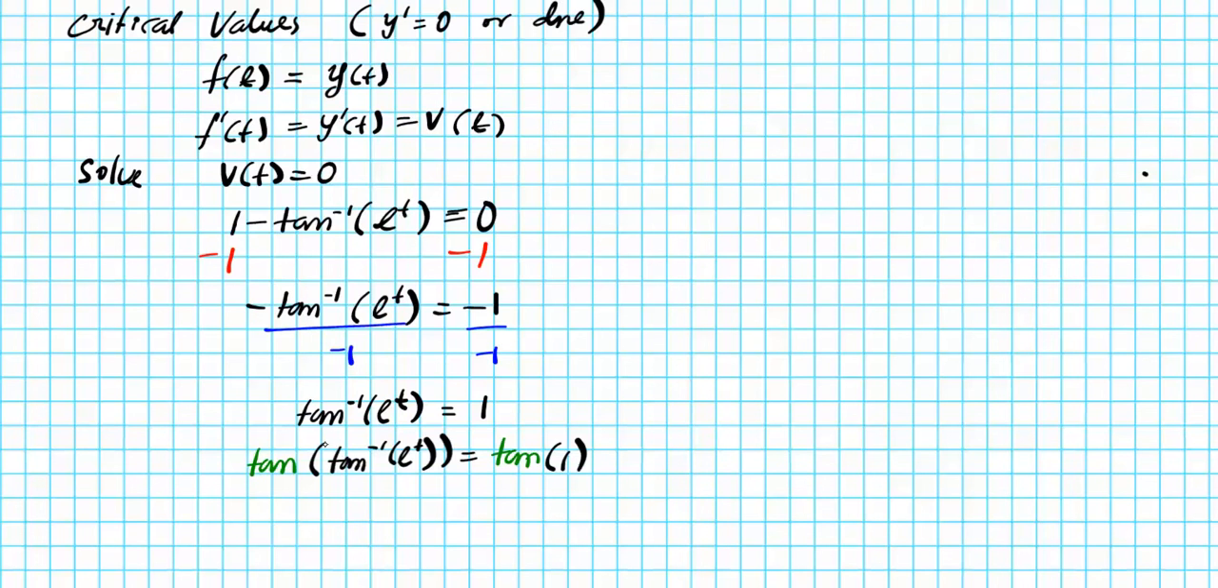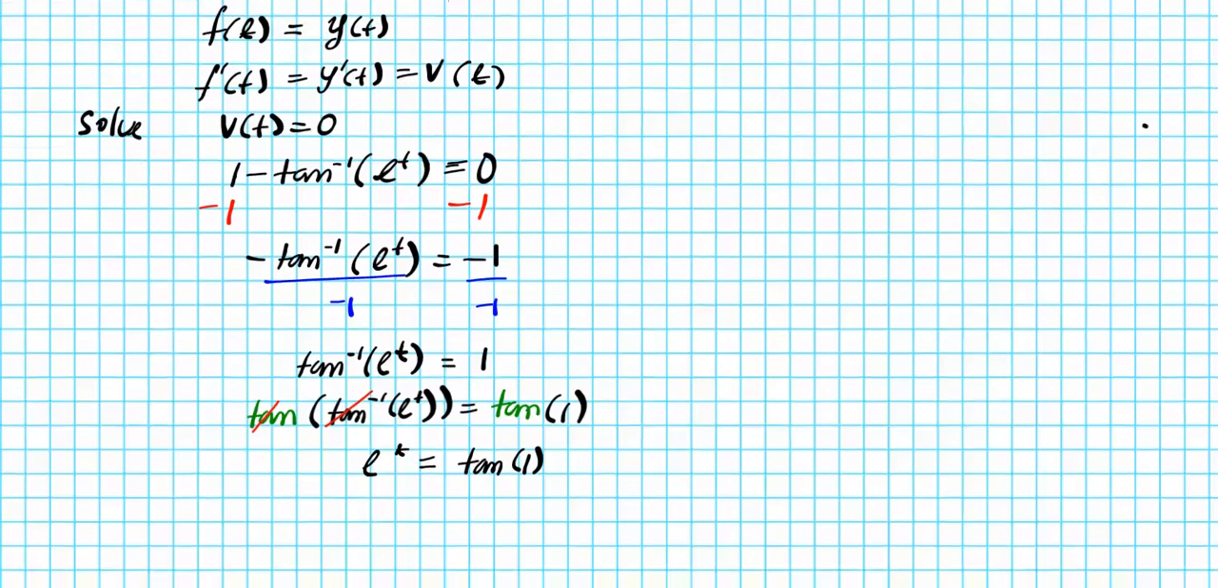Okay, on the left side, tan and arctan divide out, and you're left with e to the t equals tan of 1. And then to get t by itself, you take the natural logarithm of both sides. So the natural logarithm of e to the t equals the natural logarithm of tan 1. All right. Now, on the left side, the logarithm and e cancel out, so you're left with t.